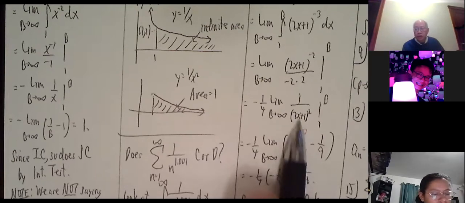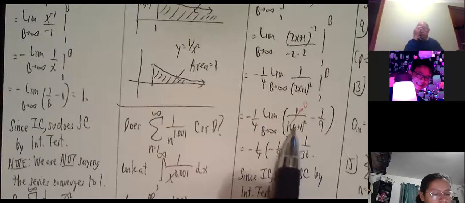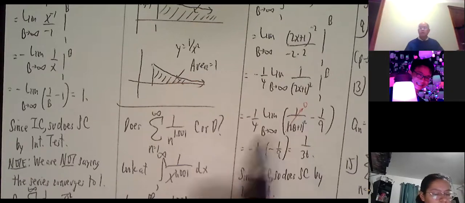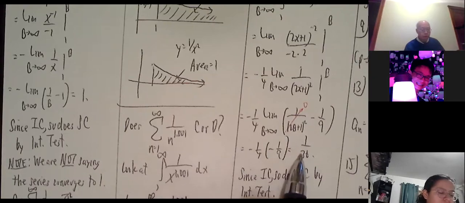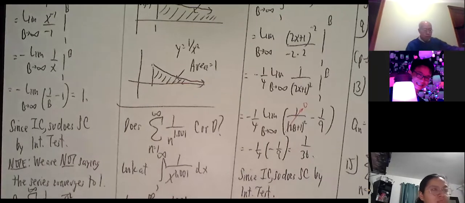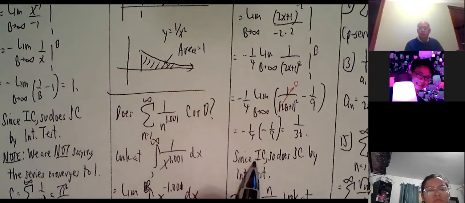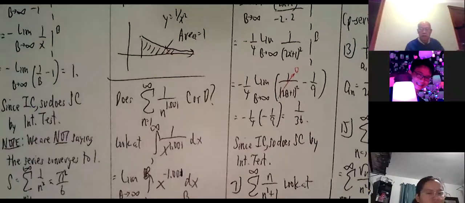you have 2 plus 1 is 3. 3 squared is 9, so 1/9. And when b gets super big, this fraction approaches 0. So I have negative 1/4 times negative 1/9, which is positive 1/36. The integral converges. Since the integral converges, so does the series by the integral test. So that's what we're saying.